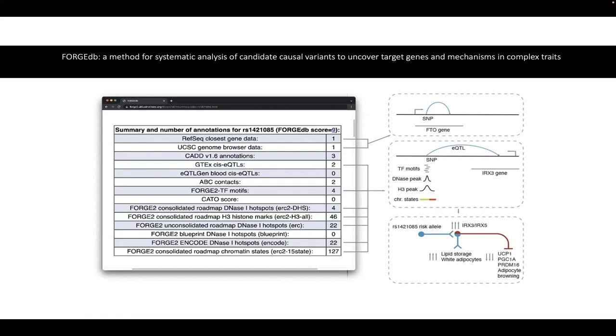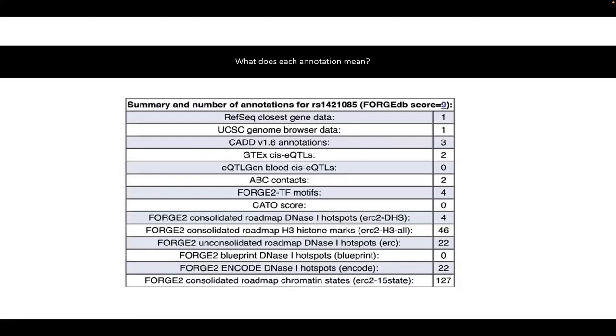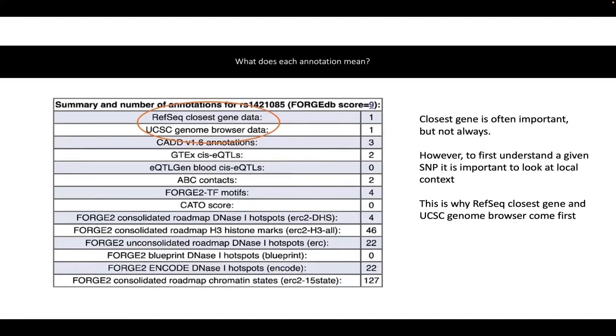So what FORGEdb is trying to do is bring together all of the major annotations into one cohesive framework, and to give every SNP one cohesive score that takes into account these different data sets. And so I'm going to walk you through what each data set means. What does each annotation mean?